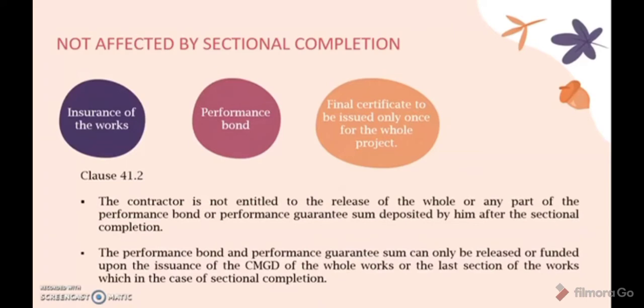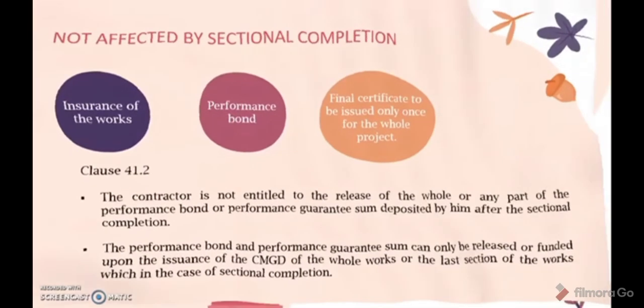Clause 41.2 in PWD mentions that the contractor is not entitled to the release of the whole or any part of the performance bond or performance guarantee sum deposited by him after the sectional completion. The performance bond and performance guarantee sum can only be released or refunded upon the issuance of the CMGD of the whole works or the last section of the works, in the case of sectional completion.